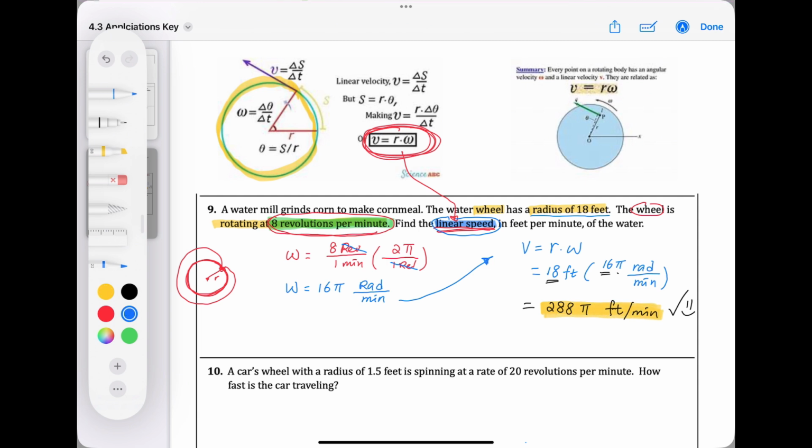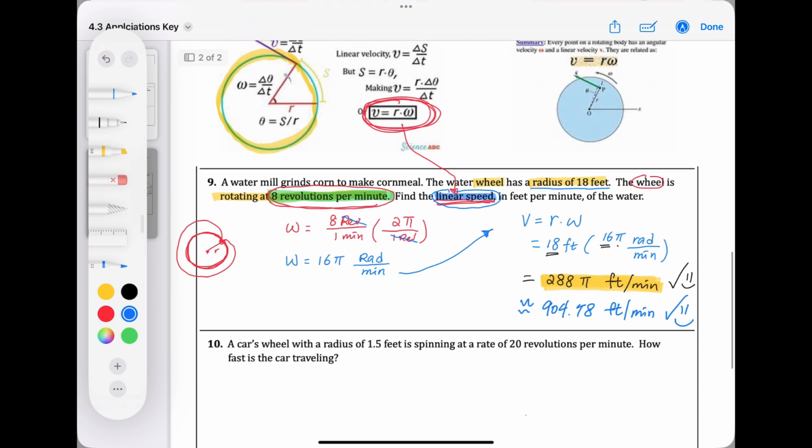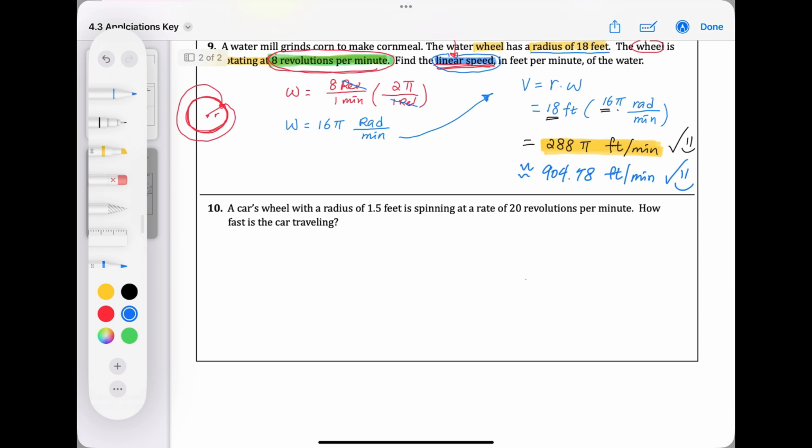Now if you say that it does not make any sense, can you give me a decimal? Yes, when you multiply pi by 288, you get 904 point, how many decimals do you want? 78, and the unit is still feet per minute. Good. All right. Now one more.